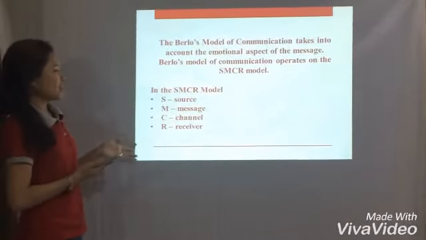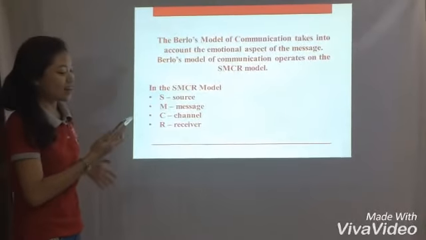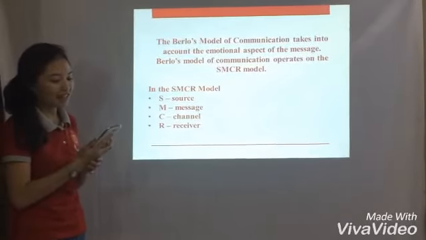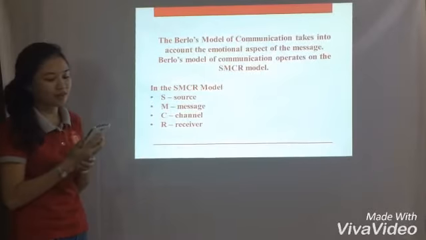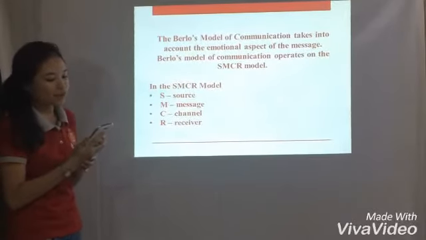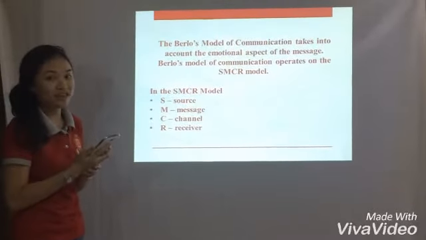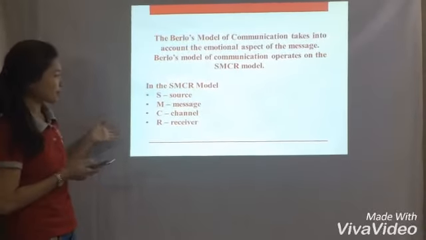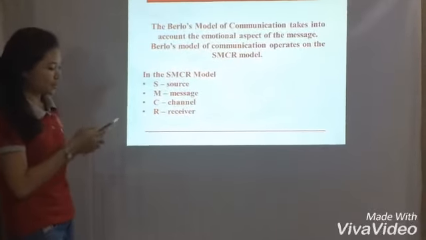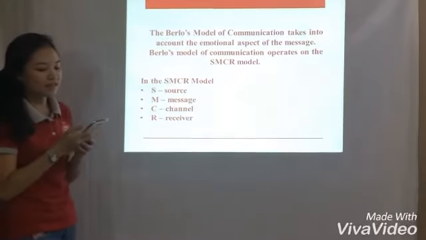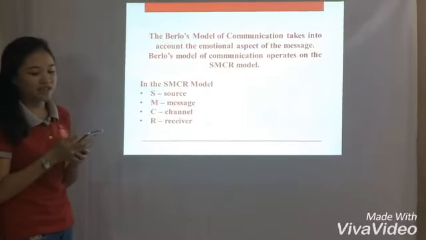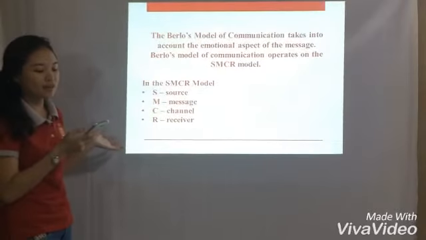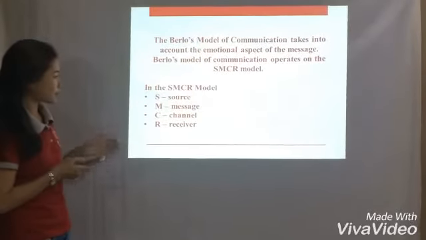In the SMCR model, S stands for the source. In other words, also called the sender, is the one from whom the thought originates. He is the one who transfers the information to the receiver after carefully putting his thoughts in words. Next is the message. When an individual converts his thoughts into words, a message is created. This process is also called encoding.